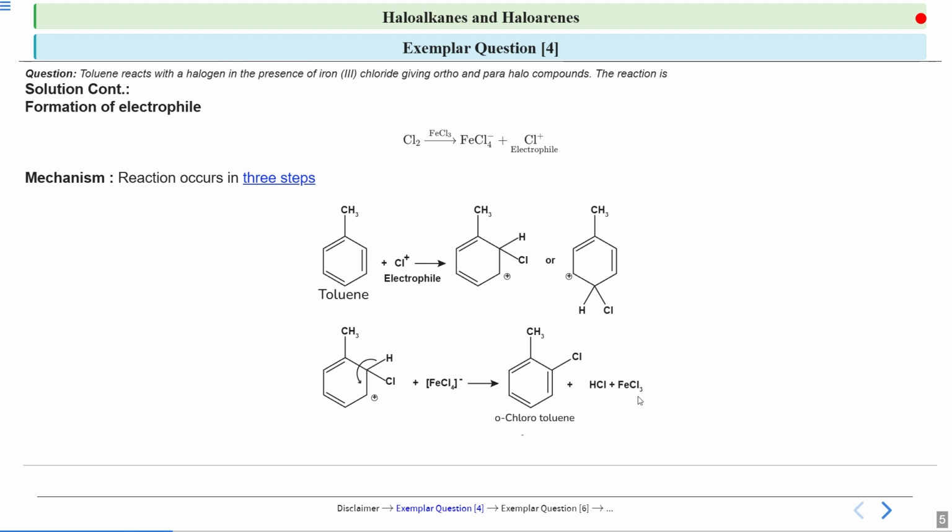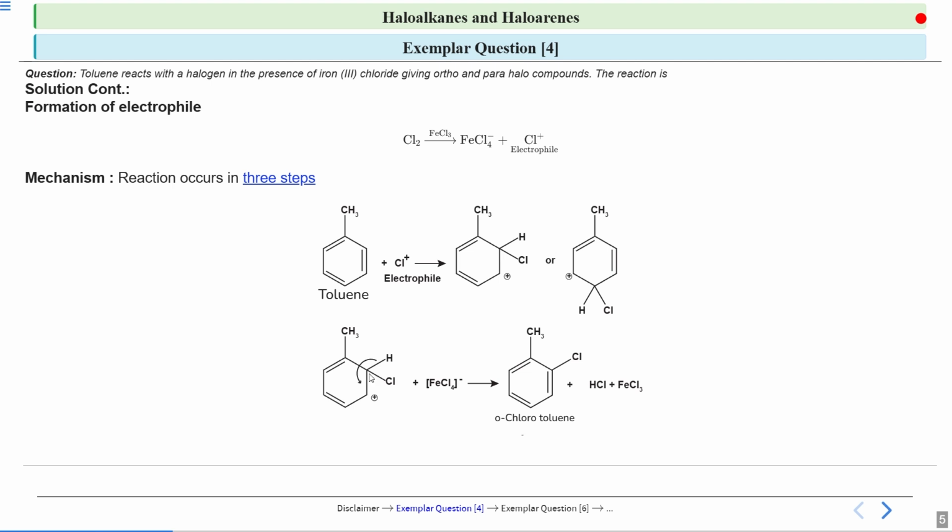So FeCl3, you can see, you are getting at the end of the reaction. This is the catalyst, which is not consumed in your overall reaction. We are getting it back after the reaction completion, right?